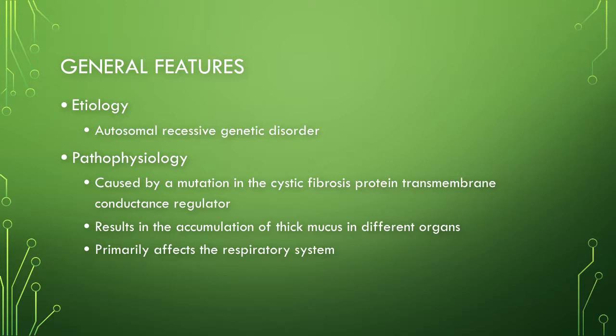Cystic fibrosis is caused by a mutation in the gene that codes for the cystic fibrosis protein transmembrane conductance regulator. If it is functioning correctly, this protein regulates the movement of sodium and chloride ions across the cell membrane. Therefore, a defective gene results in the accumulation of thick mucus in different areas of the body and affects many different organ systems. However, the effect on the respiratory system is the most pronounced because it can lead to chronic lung disease and pulmonary failure.